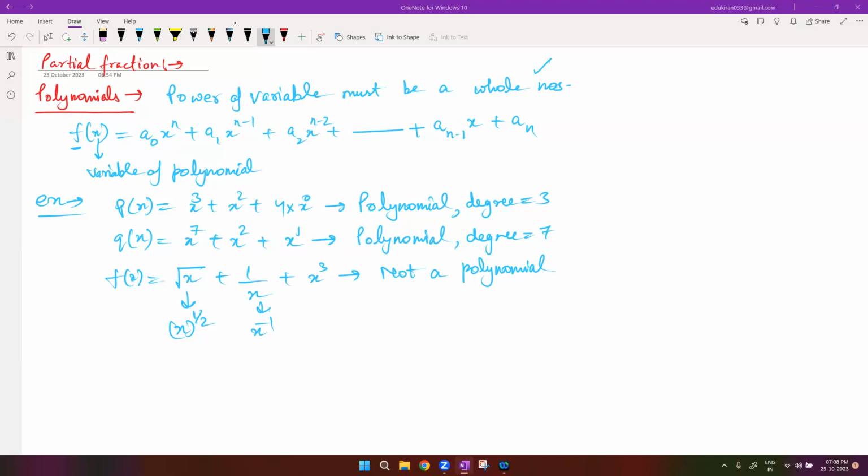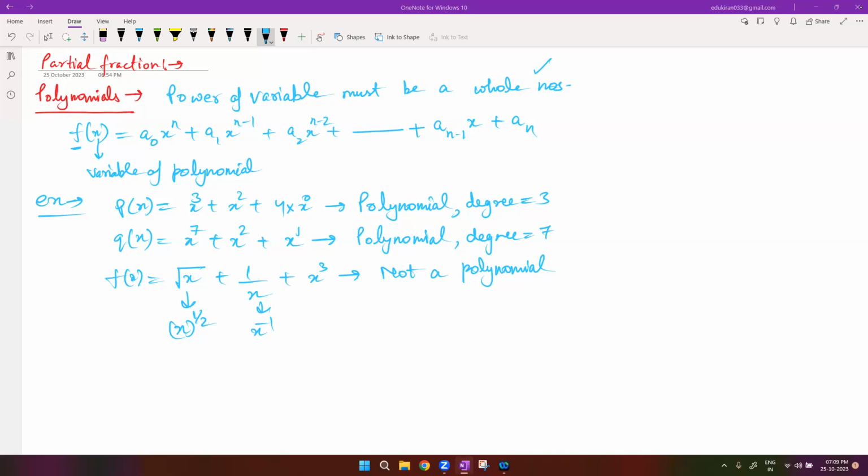Is it clear why this is not a polynomial? If some algebraic expression is not a polynomial, then its degree does not exist. You can only define degree once it is a polynomial. As soon as one term violates, for example, if we did not contain 1 by x or root x in this particular expression, then also this expression would not have been a polynomial, right? Because if the rule is violated even one time, the expression cannot be called a polynomial.